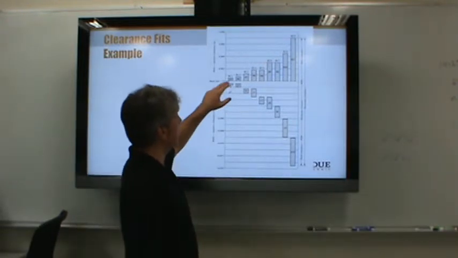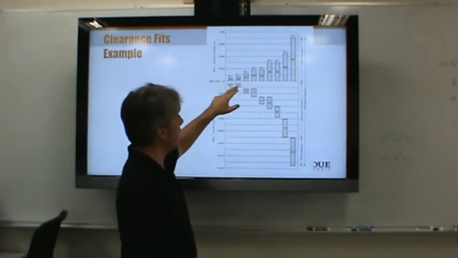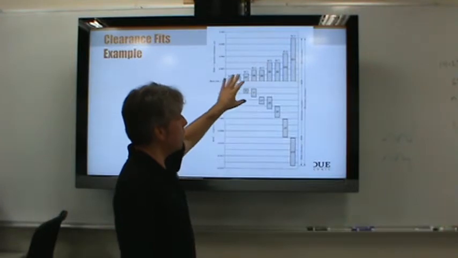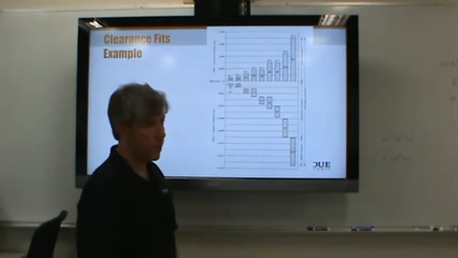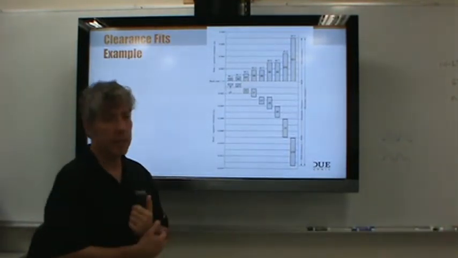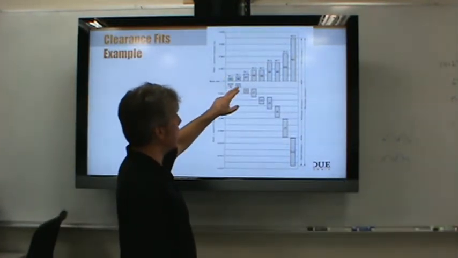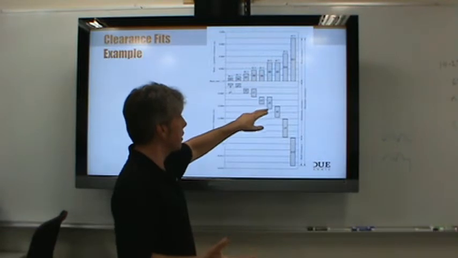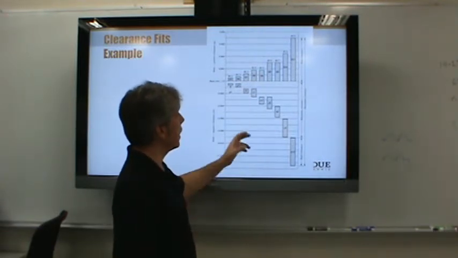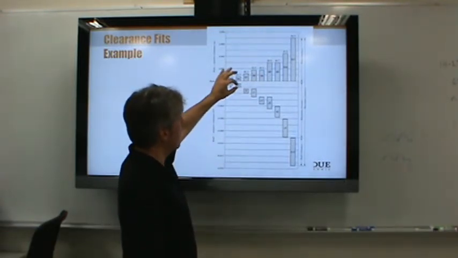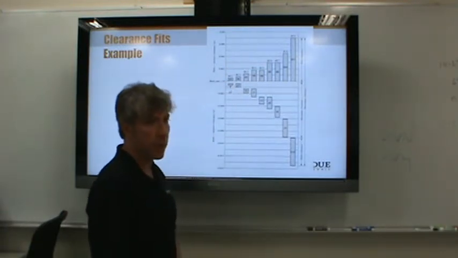Now, the numbers inside here, H5, H6, H7, and G5, F6, F7, those are standardized fits, and I can never remember exactly how they work. I know the capital H goes with the hole, but I can never remember what the number and the letter stand for. One is the width of the zone, the other is how far away it is from nominal, if I remember right. I always have to look.